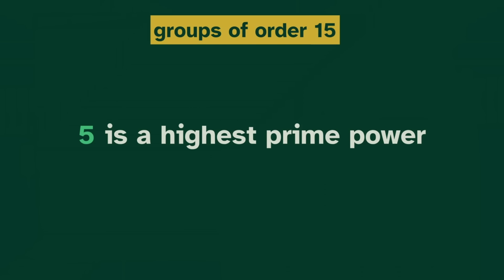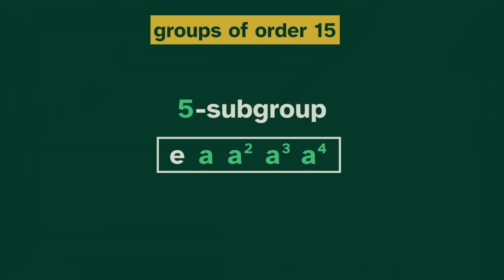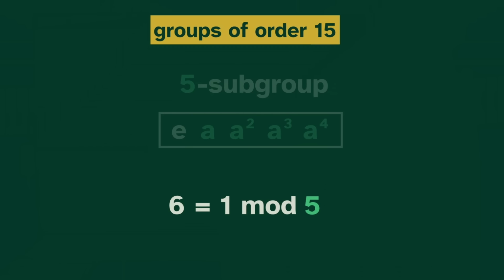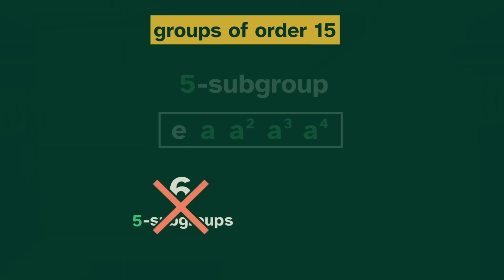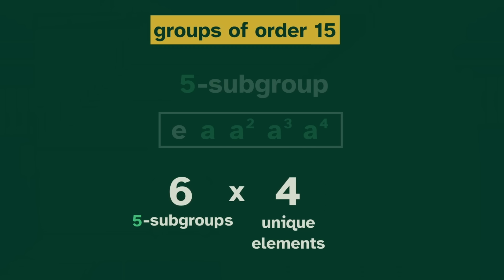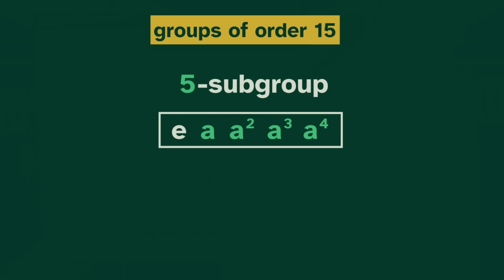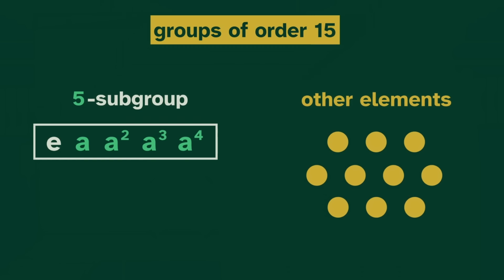5 is a highest prime power, so there is a 5 subgroup. And there's only 1. 6 is 1 mod 5, but there can't be 6 subgroups. Why not? That would be too many elements. Yes, 6 subgroups, each with 4 unique elements, is 24 elements, but there's only 15. So we have this one subgroup of 5 elements, and that means that there must be 10 other elements. They can't have order 5, since that would put them in the 5 subgroup, and they can't have order 1, since that would mean they are neutral.